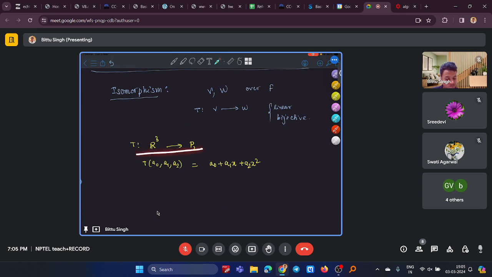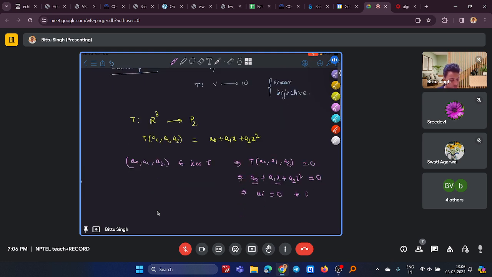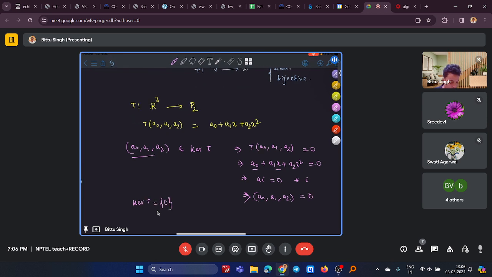Because what will be the kernel for this map? Suppose (a0, a1, a2) belongs to the kernel of T. Then T of (a0, a1, a2) should be 0. By definition, this is the same as a0 plus a1x plus a2x squared, so this polynomial is 0. But when a polynomial is 0, all the coefficients are 0, so all ai are 0, and this implies (a0, a1, a2) is actually the zero vector. Therefore, the kernel of T is 0. Kernel of T being 0 means T is injective.